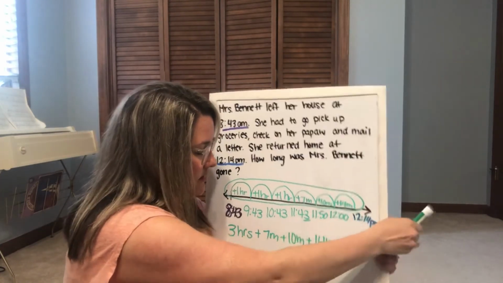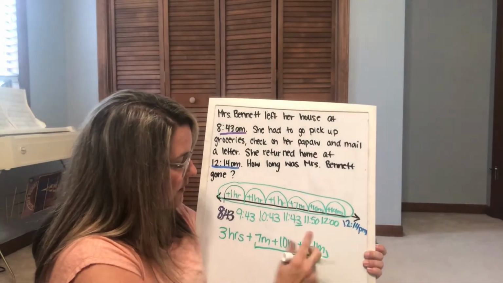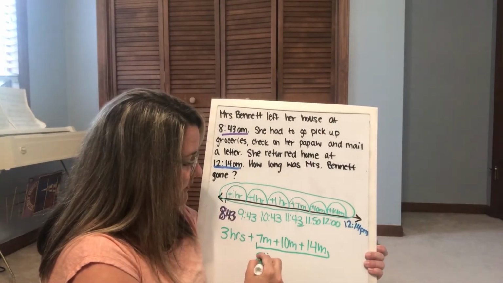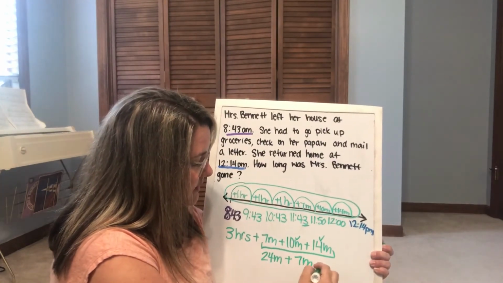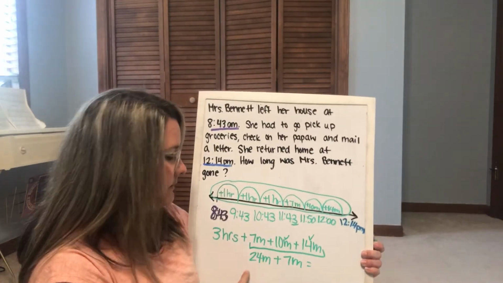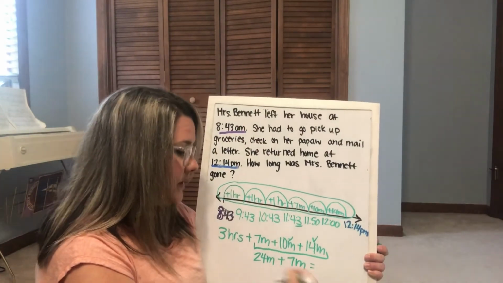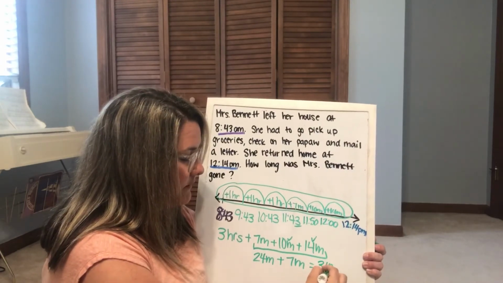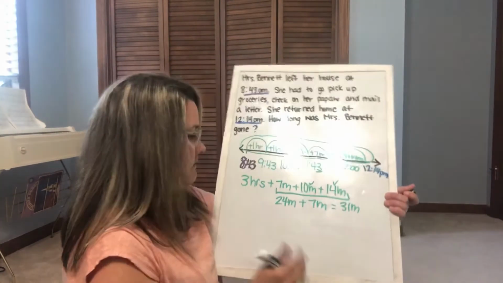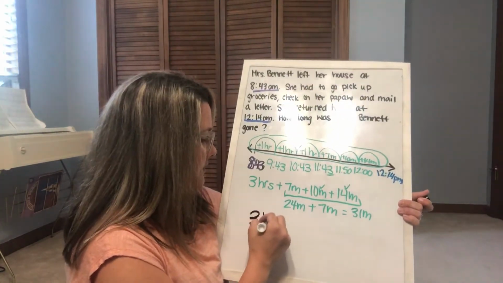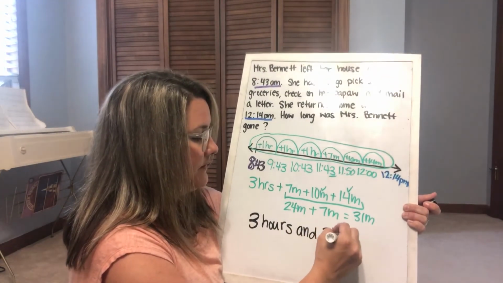Okay. So if I put, I'm going to do this. I'm going to put 14 plus 10. That's going to get me 24 minutes plus this extra 7 minutes. 24 plus 7. Well, 6 more would get me to 30. 1 more would be 31 minutes. So I was gone for 3 hours and 31 minutes.